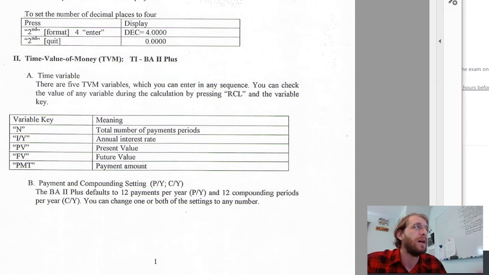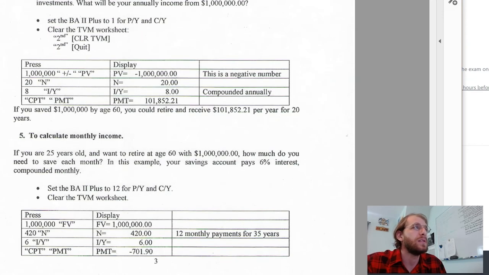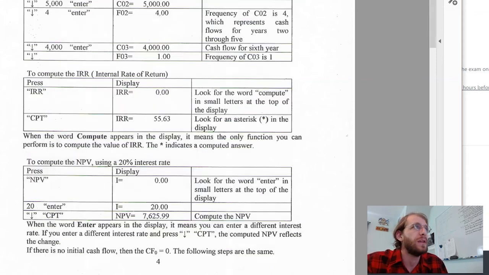How do you do time value of money? How do you do present value of a cash flow? There is an example here of each one of these and the buttons that you press. So press this button, press this button, press this button, press this button, and compute I/Y, and there's your answer. Okay, so this is going to be your first step if you are having trouble with the calculator.